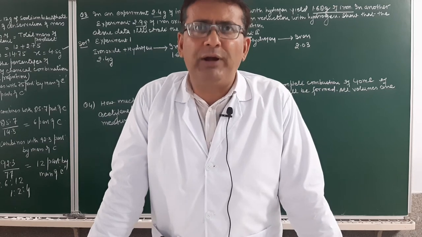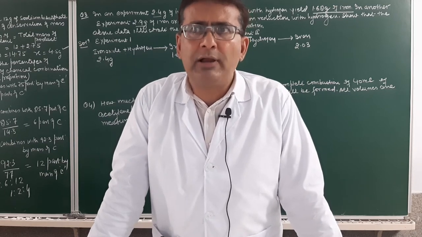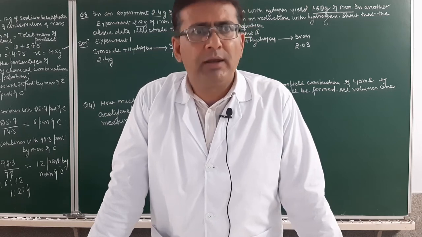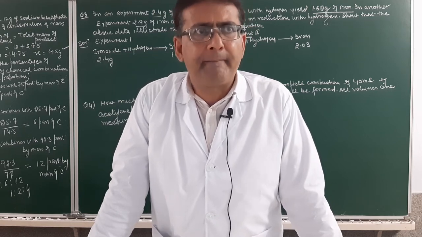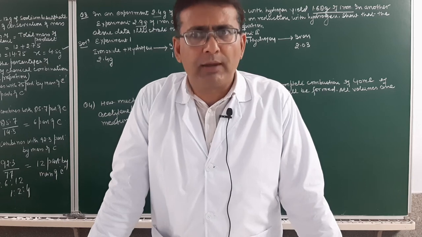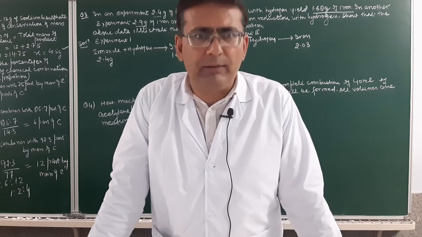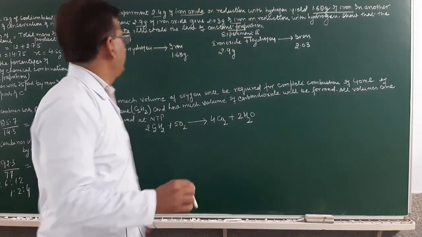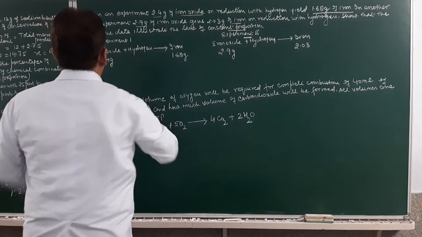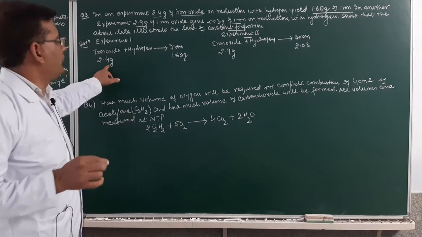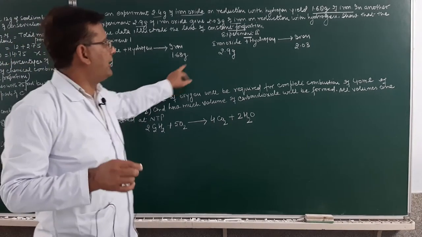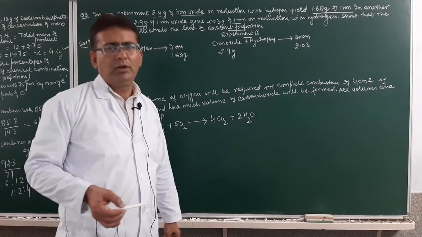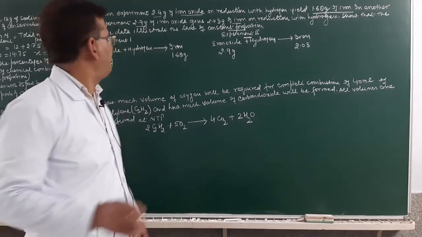When two different elements combine to form two or more different compounds, then the masses in which they do so will always be in the same ratio, no matter from what source they are obtained. So over here, the compound is iron oxide. What will we do? We'll find out the ratio between iron and oxygen. Here again, we'll find out the ratio between iron and oxygen. If it comes to be the same, then the law of constant proportion will be proved.